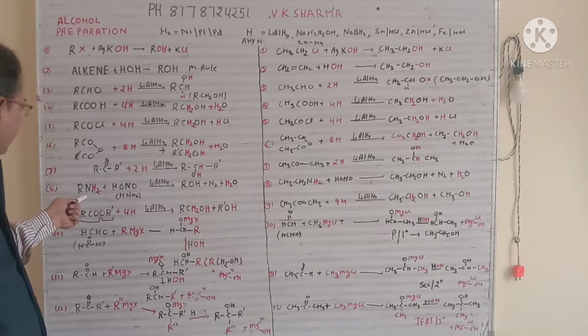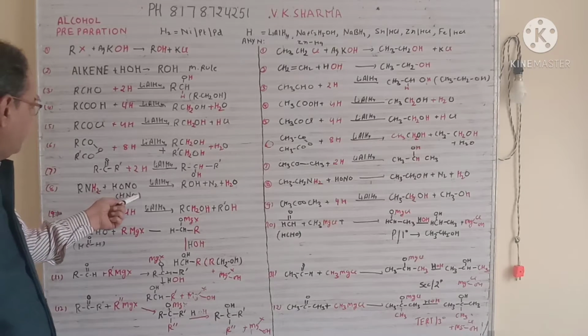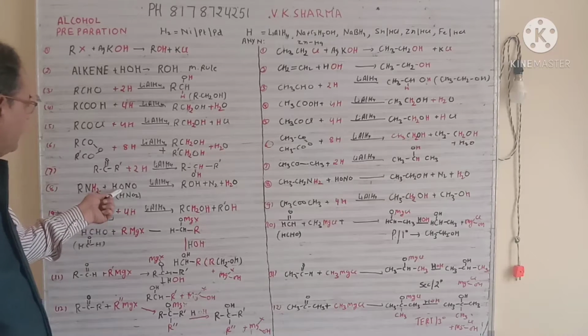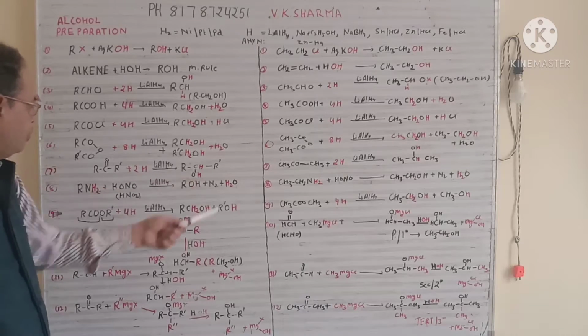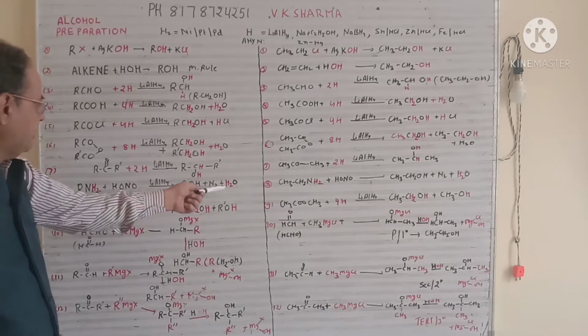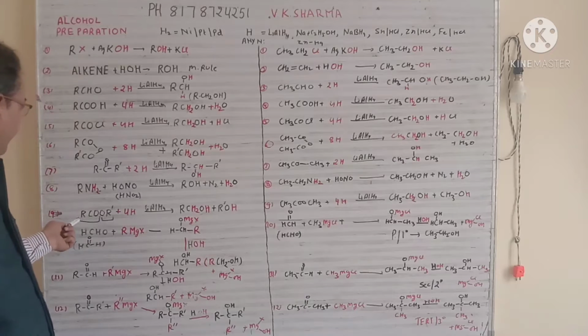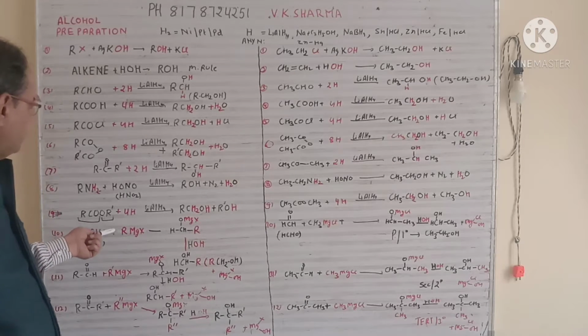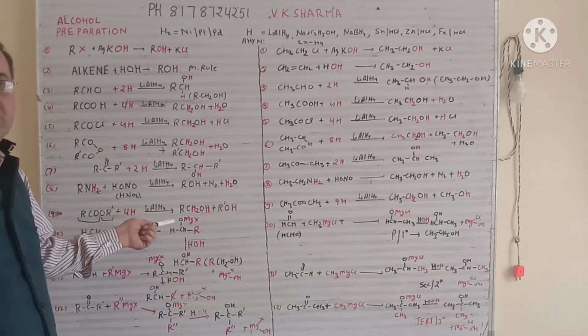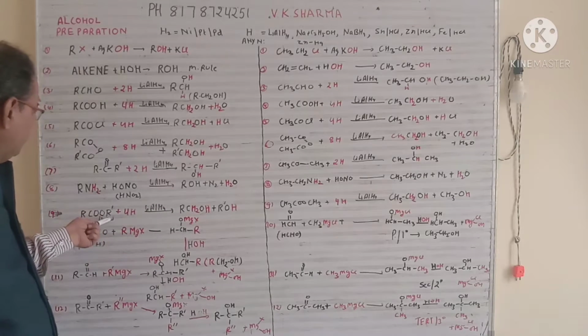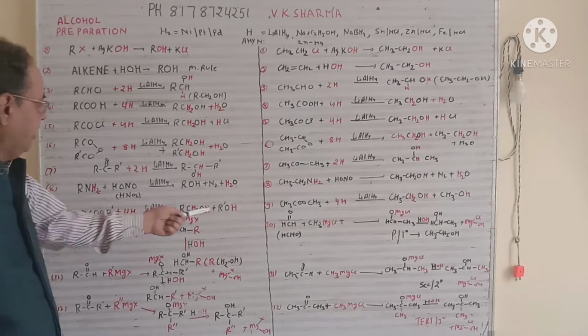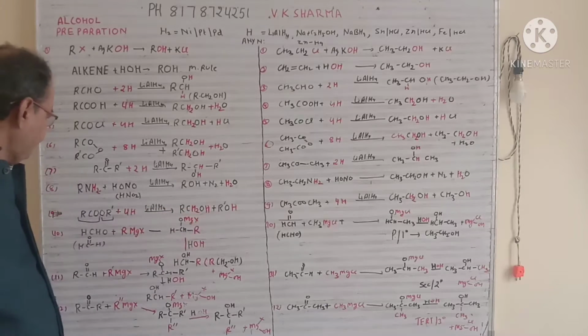Now next, RNH2 reacts with HNO2, so I have taken this in the form of HONO. So 2N will form N2 and this H with oxygen forms H2O. So that will give you ROH plus N2 plus H2O. Same way we have RCOOR', that is ester, reacting with 4H, so that gives you RCH2OH plus R'OH. So it gives you a mixture. Suppose you change the alkyl group here, then we will get a different alcohol.